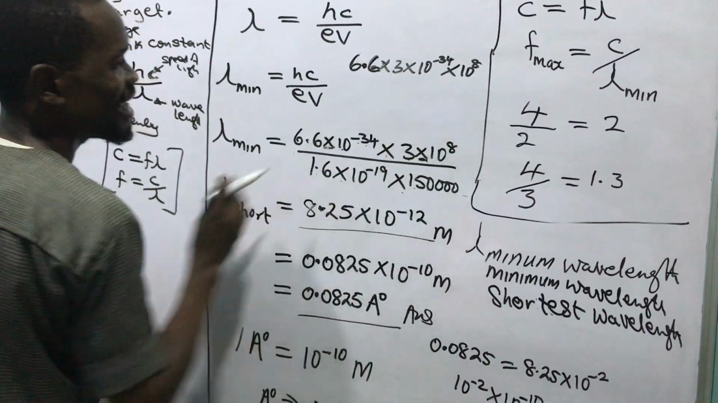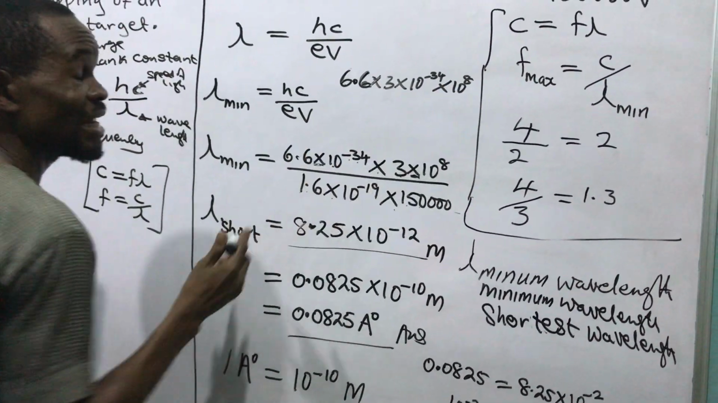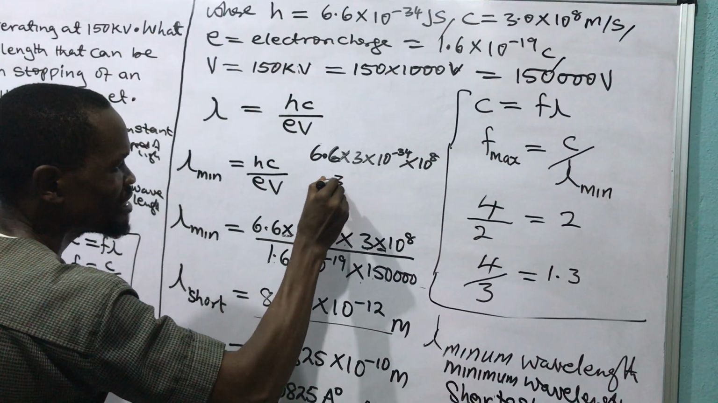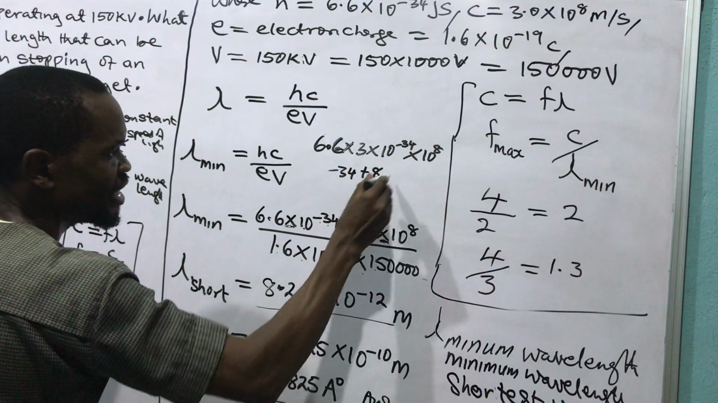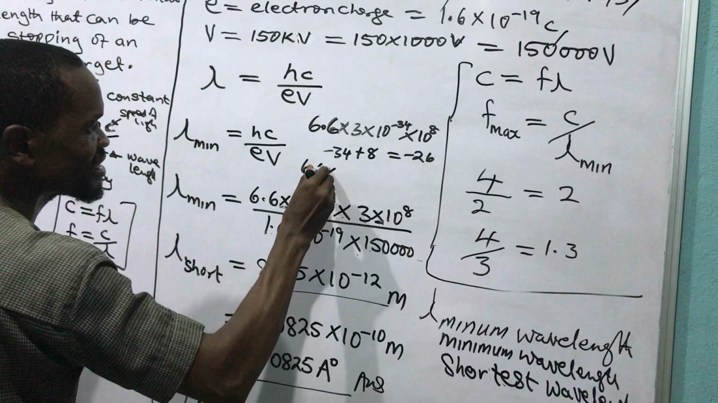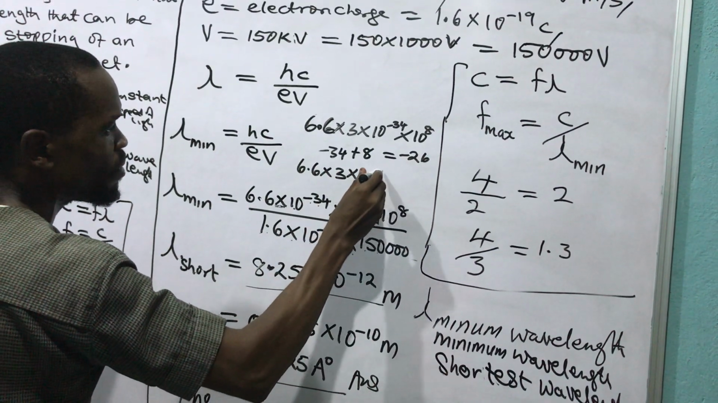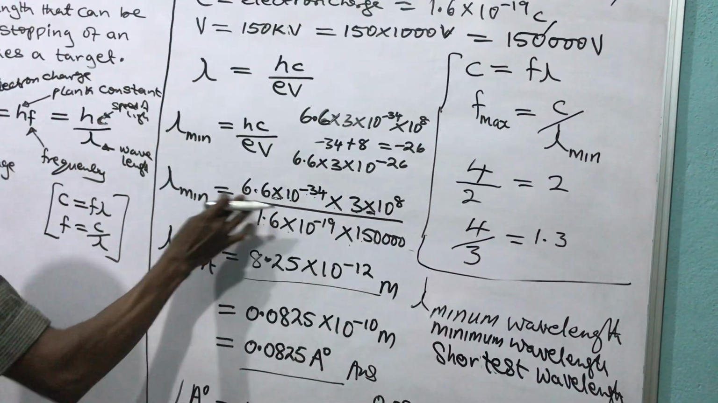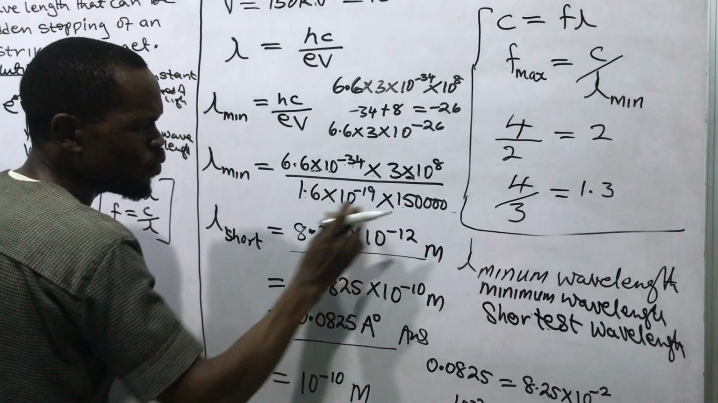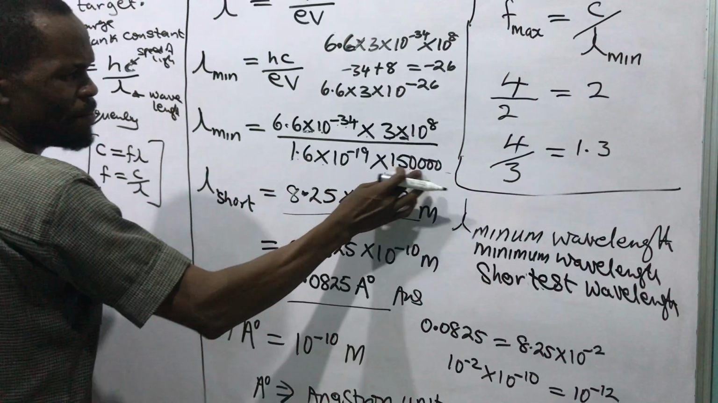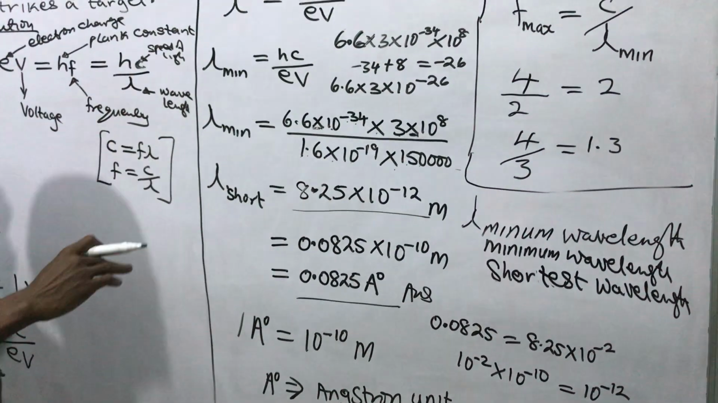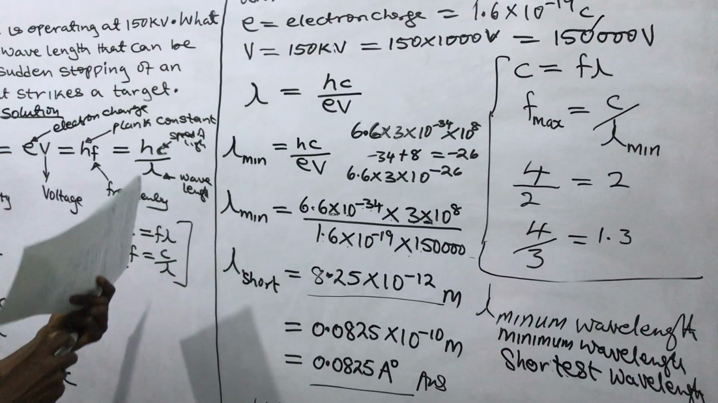These are of the same base, and I'm using this law. I can now add their powers by saying minus 34 plus 8, which gives me minus 26. I can now write 6.6 times 3 times 10 raised to power minus 26, using indices. Likewise, the denominator, I can make in the standard form and reduce the power and divide. We're going to see it in a subsequent question.